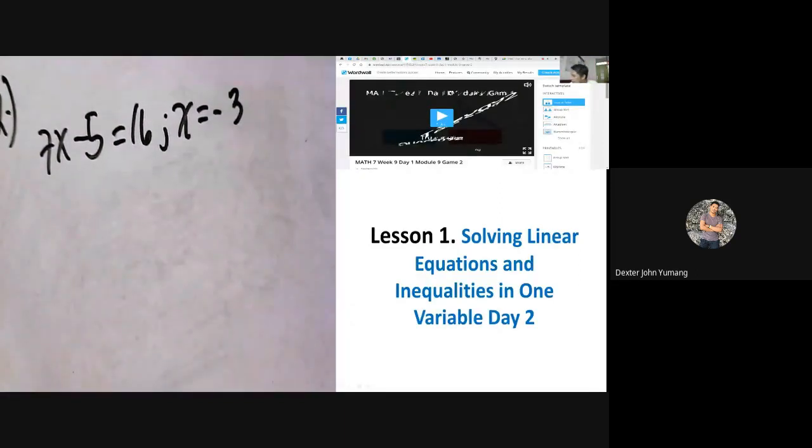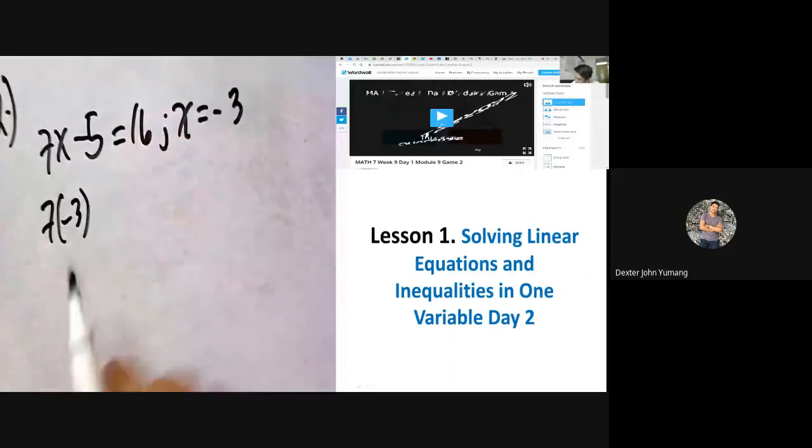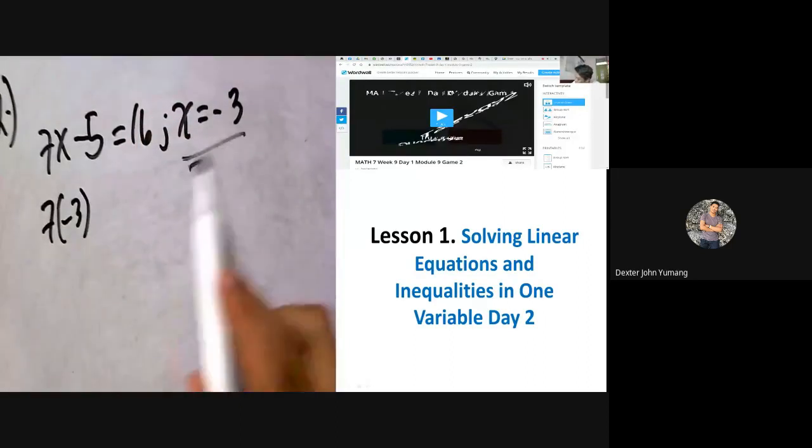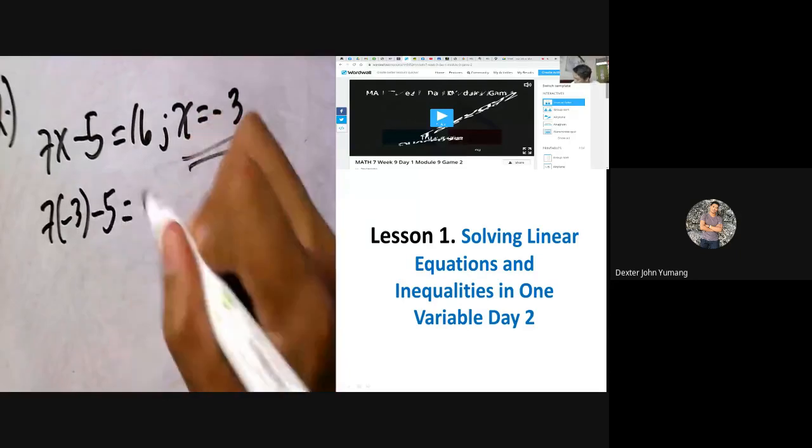Arc Louis got it false also. Okay, so let's reveal the answer. So 7 times negative 3. Saan galing si negative 3? Dito po, yung i-replace natin or isa-substitute. Then minus 5 equals 16.